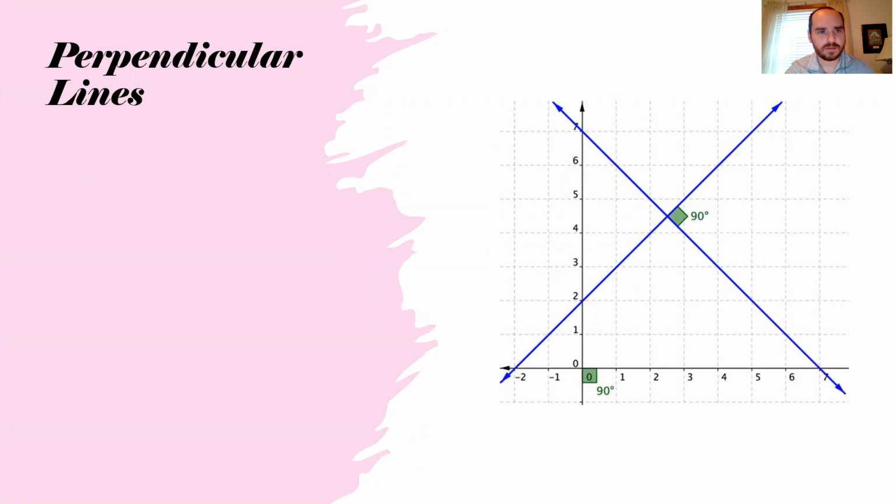Last thing we're going to talk about today, I think, is perpendicular lines. So perpendicular, for those of you who don't know, that means that they hit at a right angle. So all of these are going to be 90 degrees, each angle in between these.